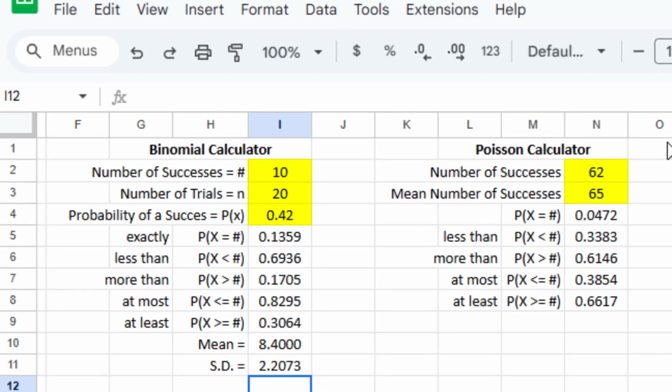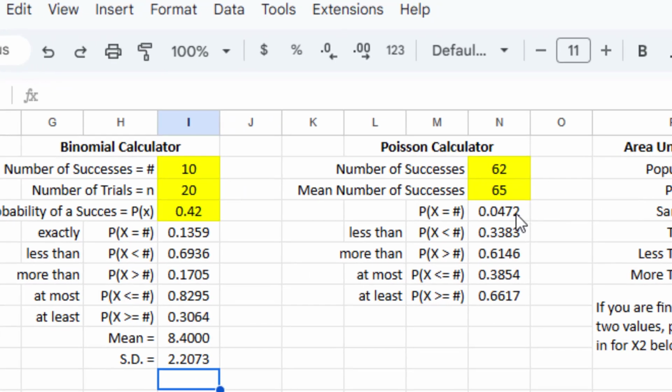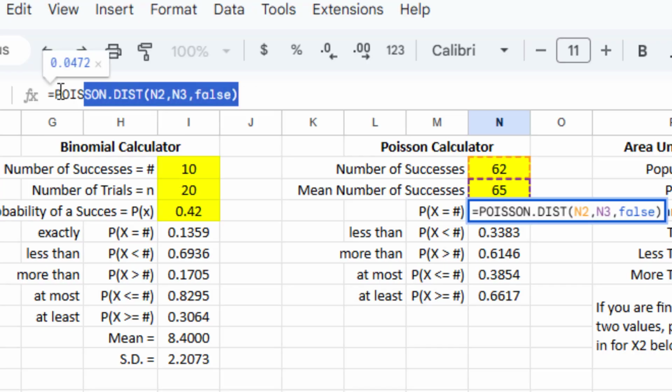Now when we come over here and we do the Poisson calculator, the function is pretty similar, right? Instead of equals binom.dist, it's equals Poisson.dist. And then instead of giving it x and p and then true or false, you just give it x. It's kind of like the average of x. It's kind of like np put together, right? And then true or false.